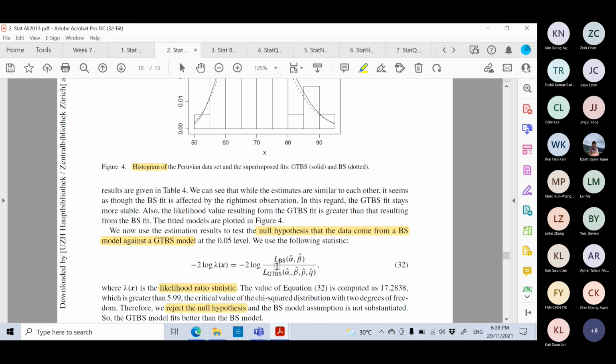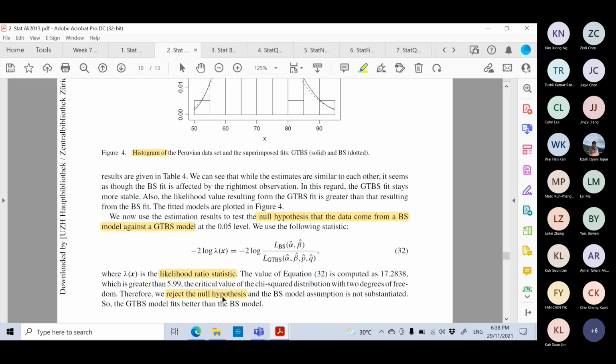From the calculation of the log likelihood of the BS versus the log likelihood of the GTBS, they found that the result is to reject the null hypothesis. Rejecting the null hypothesis means that the data set fits well using the GTBS. So this is their comparison between the BS and the GTBS.